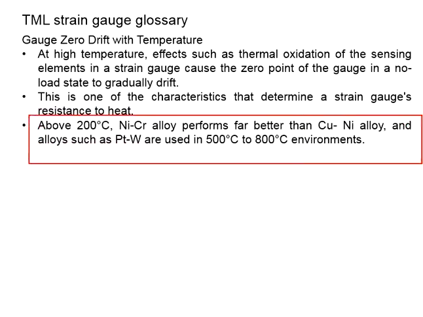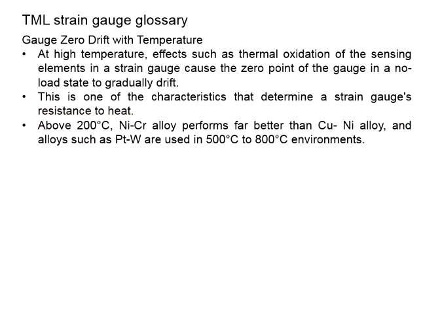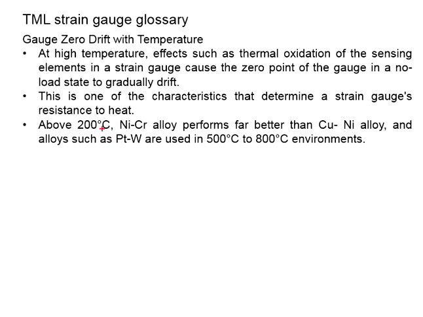Based on the information given by the reference, above 200 degrees Celsius, nickel chromium alloy performs better than copper nickel alloy. And alloys such as platinum tungsten can be used in a 500 to 800 degrees Celsius environment. So if you need to test your specimen under high temperature, you might need to consider the alloy that is used to produce the sensitive elements in the strain gauge.